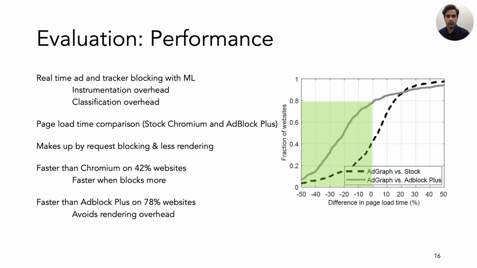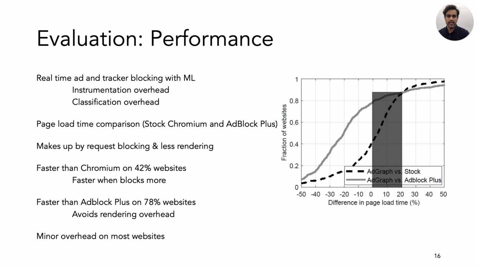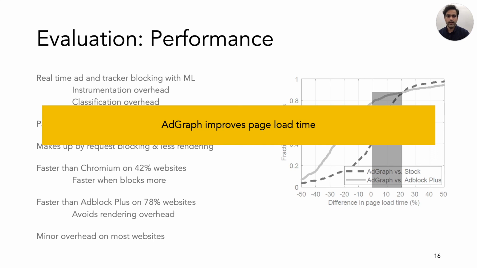We attribute improvements over AdBlock Plus to in-browser ad blocking in contrast to extension layer blocking, and to avoiding rendering by not relying on HTML element rules. On most websites on which AdGraph is slower, we find that it only incurs a minor overhead. Overall, we find that AdGraph is not only accurate in blocking ads and trackers, but it also improves the page load time. We have a lot of additional evaluation of AdGraph in the paper, such as the breakage caused by mistakes in the classifier, and I would encourage you to read the paper to see additional evaluation results.